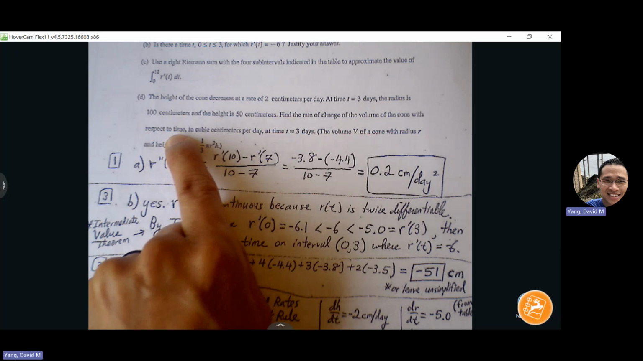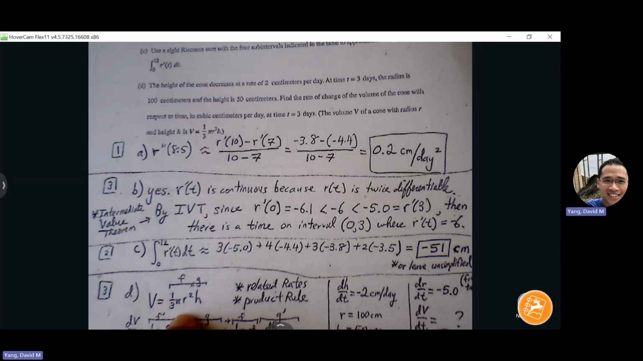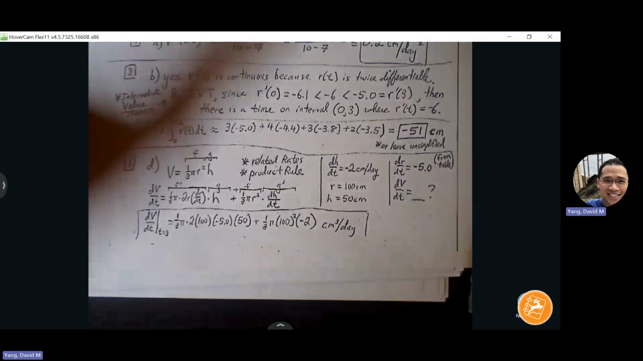With related rates, we always start off with an equation, then we find the derivative, and then we attach all these d over dt's for each variable. So we're given our cone formula, which is 1/3 pi r squared h.